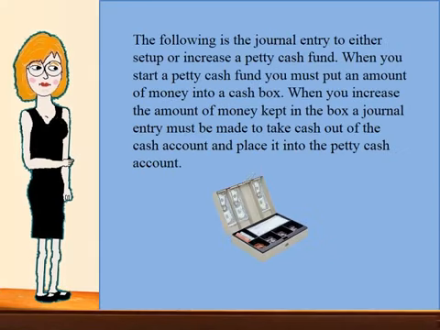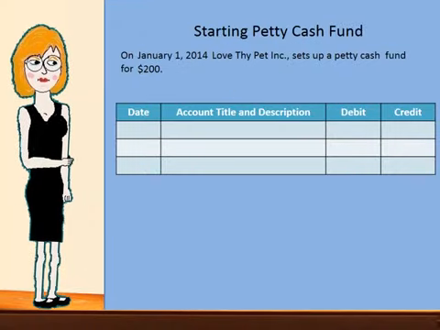They must balance. The following is the journal entry to set up or increase a petty cash fund. When you start a petty cash fund, you must put an amount of money into a cash box. This money will be withdrawn from your basic account of cash. When you increase the amount of money kept in the box, a journal entry must be made to take cash out of the cash account and place it into the petty cash account.